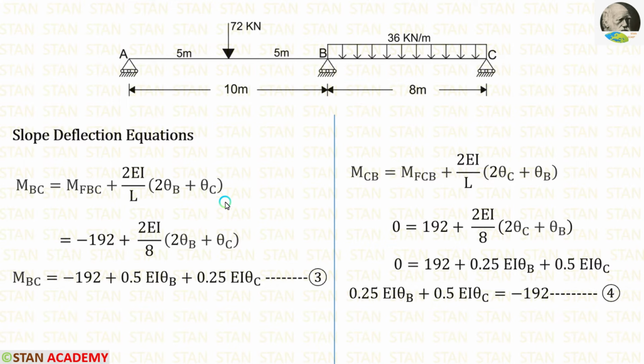Now let us make the slope deflection equations in the span BC. We have already calculated the fixed end moments. We can apply them. The length of the span is 8 meter. We can apply in both of the equations. In this equation, let us make the second equilibrium equation. We know that MCB is equal to 0. Instead of MCB, let us apply 0. Then let us take 192 on the left side. It will become negative. It is our second equilibrium equation.